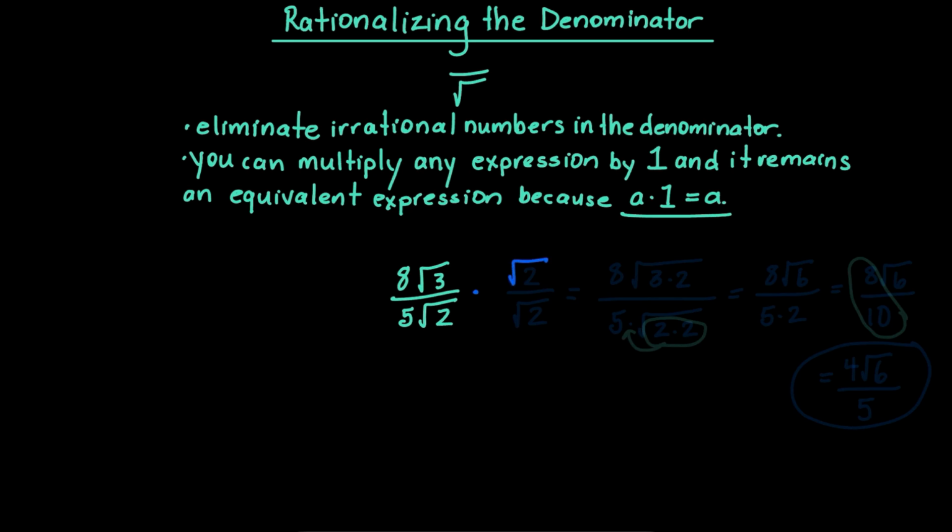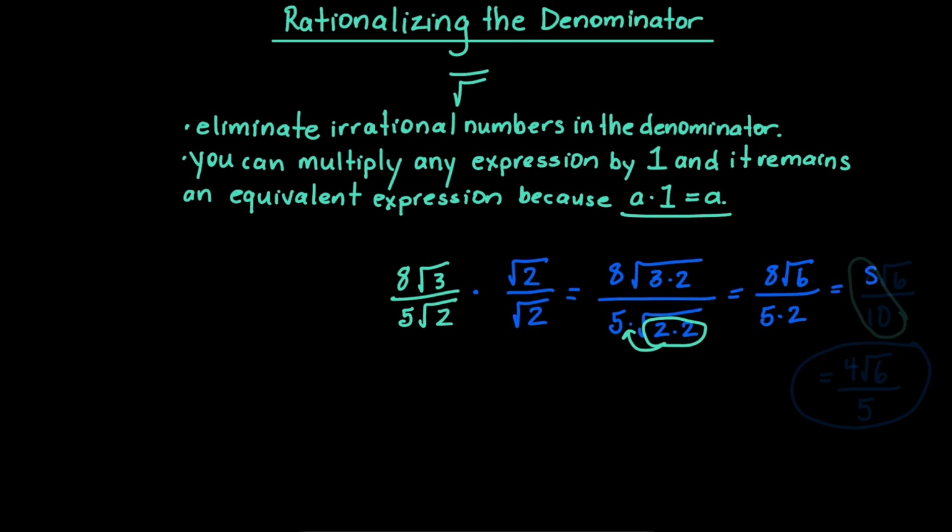You only need to multiply by the radical. The 5 is not necessary. It will take care of itself when we simplify. So at the top, I have 8, and then I have radical 3 times 2. And at the bottom, I have 5 times radical 2 times 2. I have a set of twins that I can bring out at the bottom. So I have 8 radical 6 divided by 5 times 2.